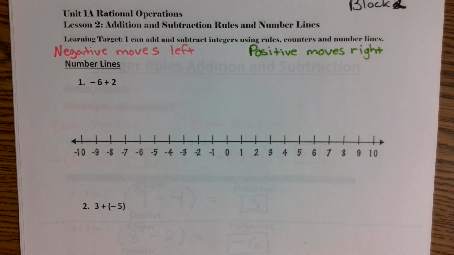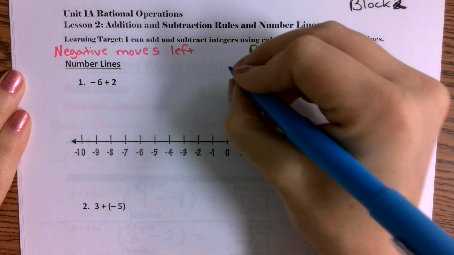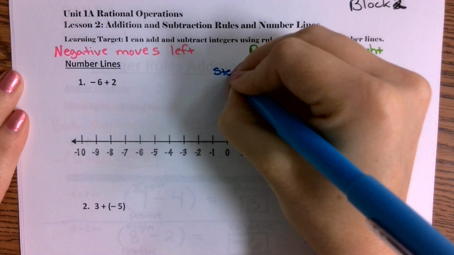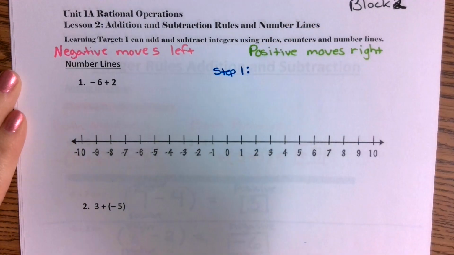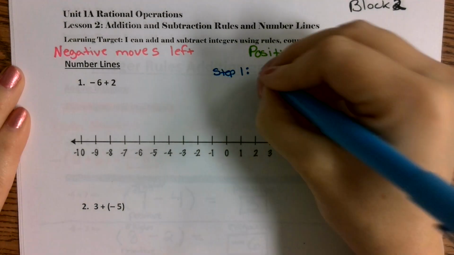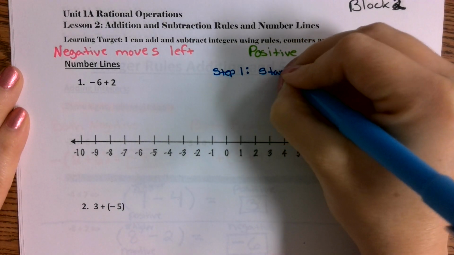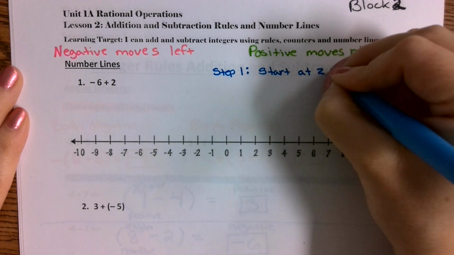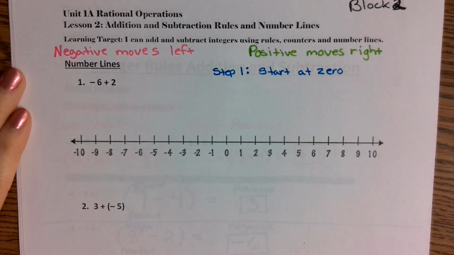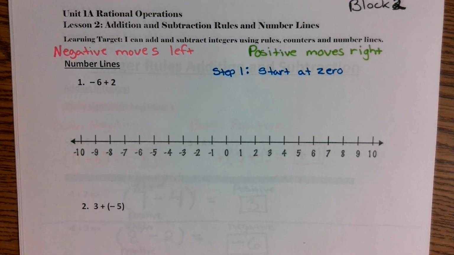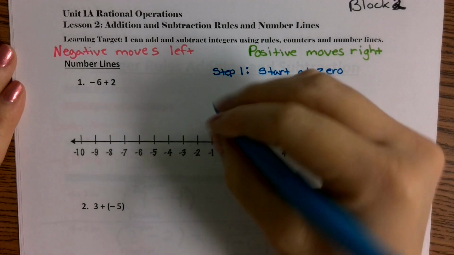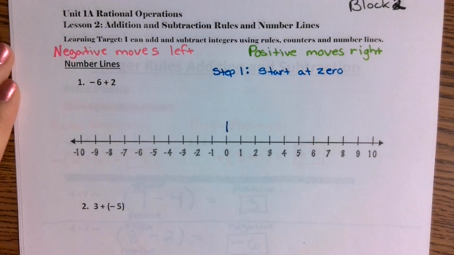Now, when we are graphing, there are 3 steps to graphing. Our very first step is just to start at 0. You always want to start at 0 when you are getting ready to graph. So since 0 is neither positive or negative, I'm going to put it in blue as my neutral color.